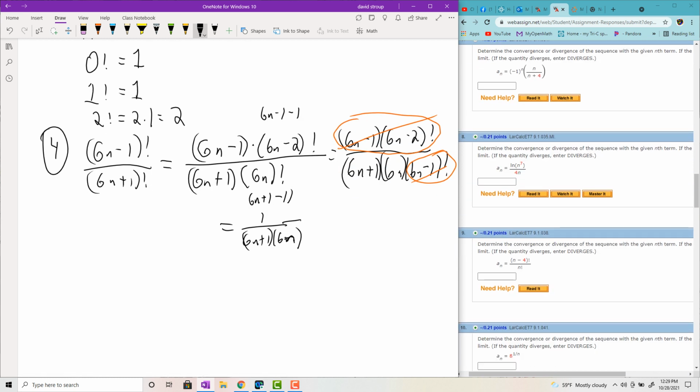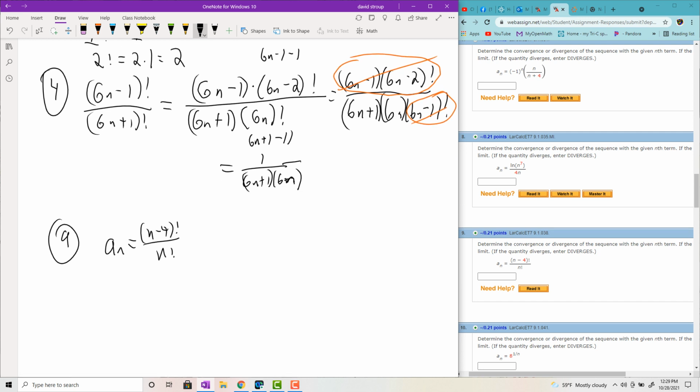Let's see if there's any other. Sure. So number 9, we have a sub n equals (n minus 4) factorial all over n factorial, and they want you to find the limit of this thing. Okay, so the limit of a sub n as n goes to infinity is going to equal the limit as n goes to infinity of (n minus 4) factorial, which we can rewrite, right? You can write it as n minus 4 times n minus 5 times n minus 6 all the way down to 3 times 2 times 1.